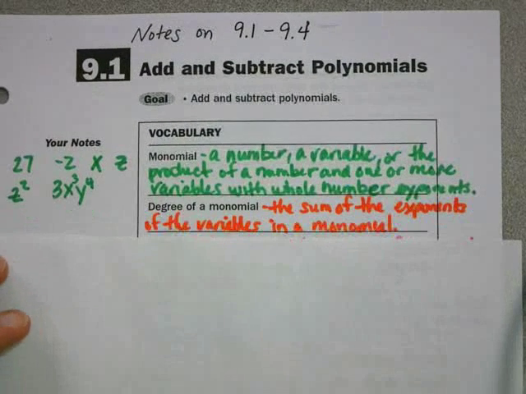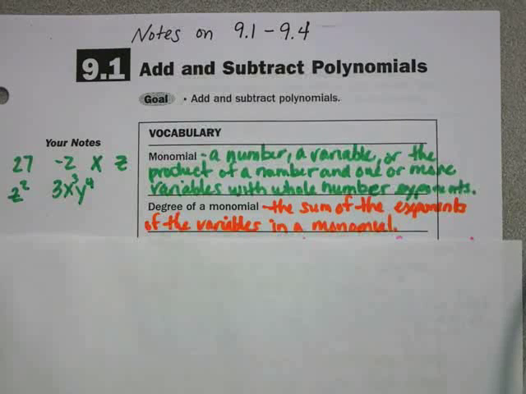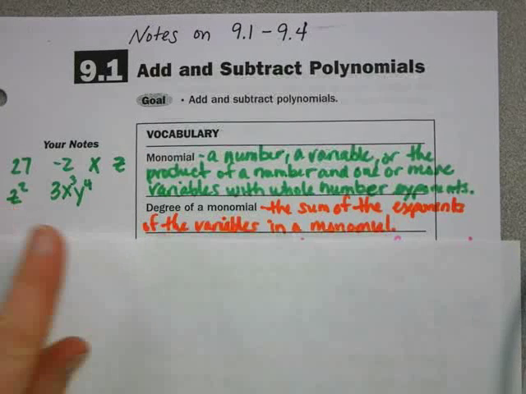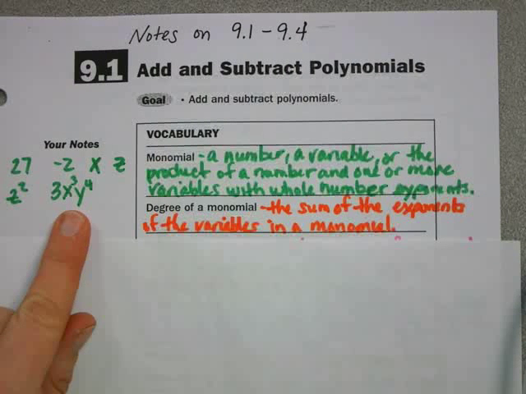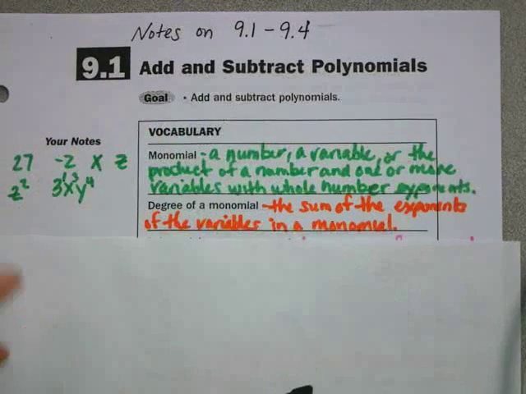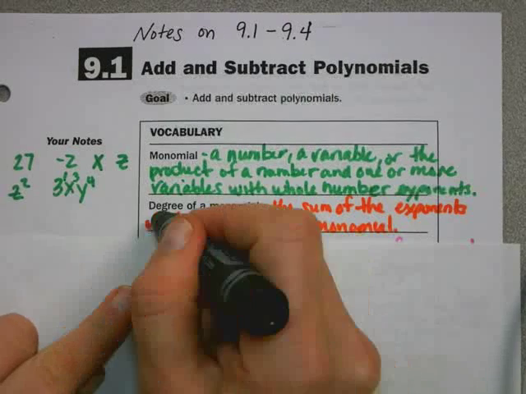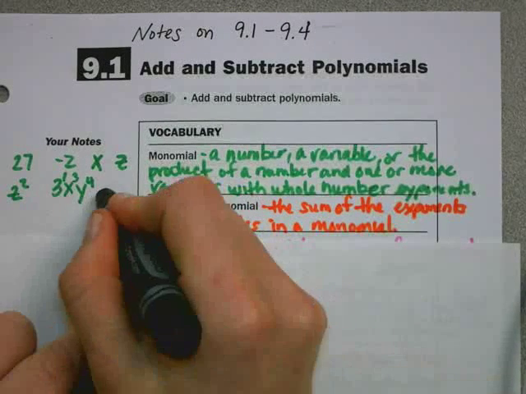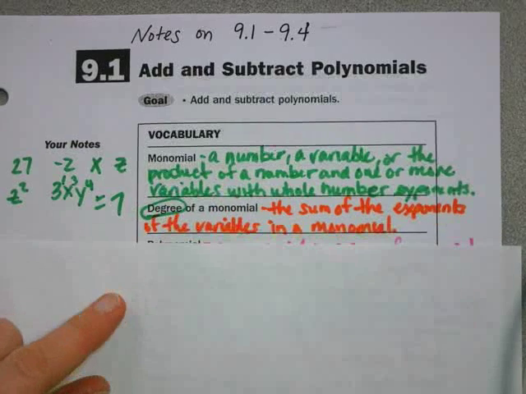The next definition is the degree of a monomial. The sum of the exponents of the variables in a monomial is its degree. So, for example, the degree here of z squared is 2. The degree here of this monomial is 7. We do not count the exponent of the coefficient. 3's exponent is 1, but to find the degree, you only add the variable exponents. So the degree of this guy is 7. 3 plus 4 is 7.